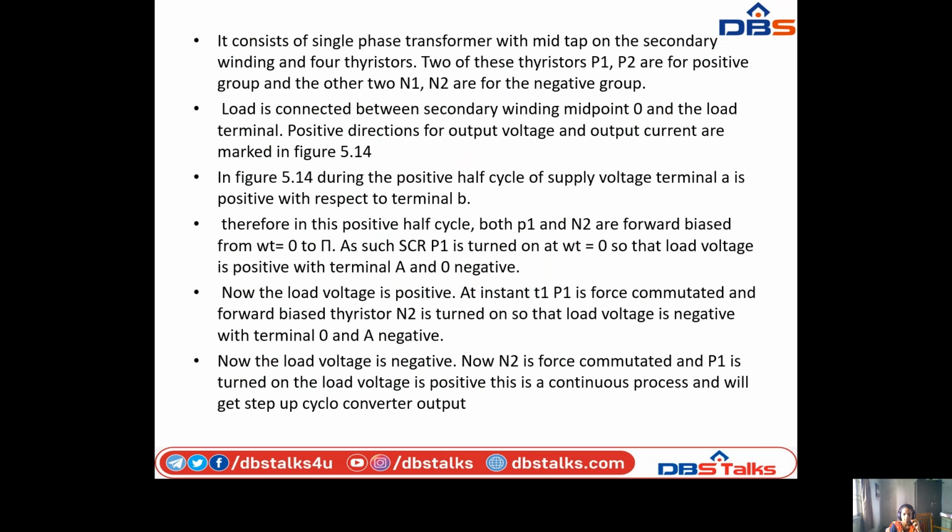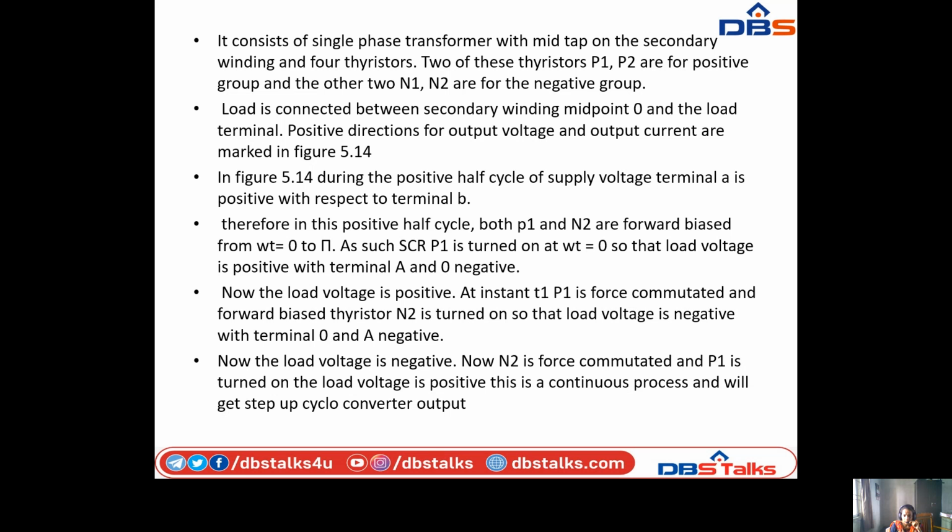So it consists of a single phase transformer with a mid tap on the secondary winding, and 4 thyristors. Two of these thyristors, P1 and P2, are the positive group, and the other two, N1 and N2, are the negative group.